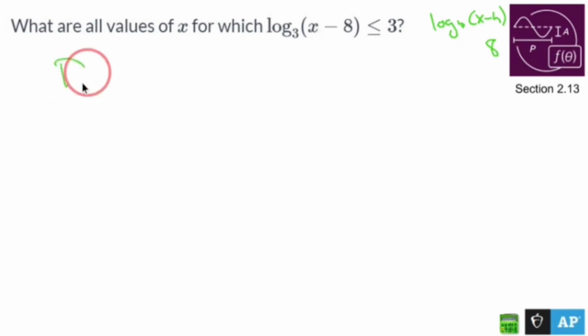So my domain here is going to be 8 to infinity, not including 8. If I were to plug in 7, this would be 7 minus 8, which is negative 1. You're not allowed to do that. So that's the first thing that I need to keep in mind. I have a domain restriction right there. I'm going to keep that off to the side.